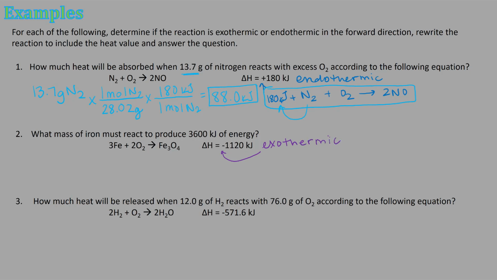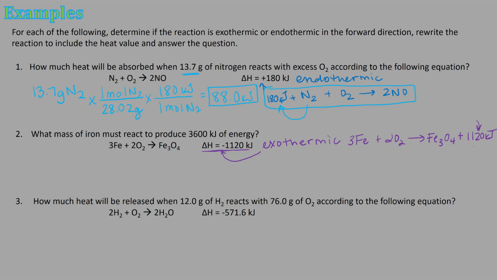And then I'm going to rewrite the reaction. I have 3Fe plus 2O2 goes to Fe3O4 plus 1,120 kilojoules. Right? So this means that it's exothermic, heat is leaving, it's on the product side. So if you were to rewrite it in this form, you'd have to remember to put the negative sign there because this is a product, so that means it's leaving the system.